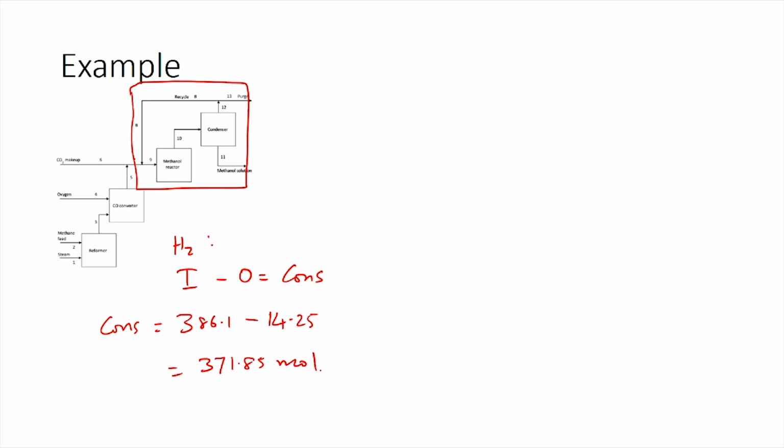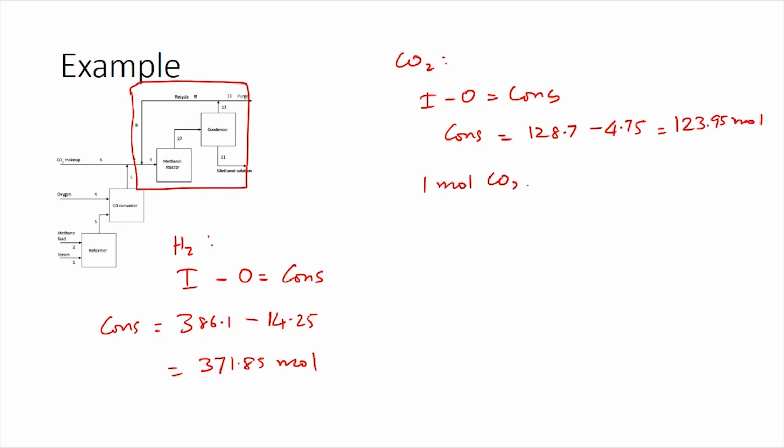Similarly, we can calculate the consumption for carbon dioxide if we write the carbon dioxide balance, which would be input minus output equals consumption again, and consumption would be 128.7 minus 4.75, giving you a value of 123.95 moles. Based on the stoichiometry, we know that for every mole of carbon dioxide consumed, we have 1 mole of methanol produced. This implies 123.95 moles of methanol would have been generated in this system.